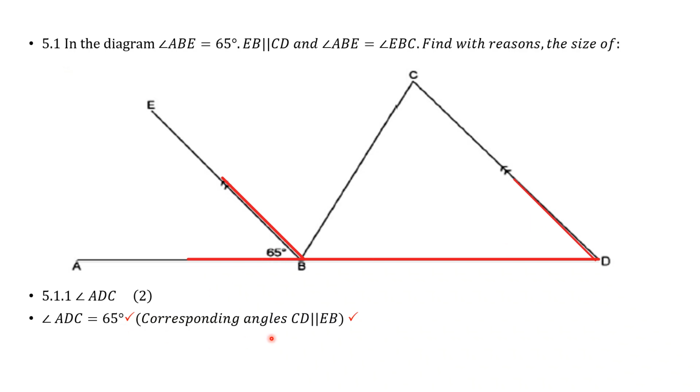And my reason: corresponding angles, CD parallel to EB. So EB is parallel to CD, they form the letter F, so therefore always corresponding angles. So 2 marks then. Right, we go to the second problem.